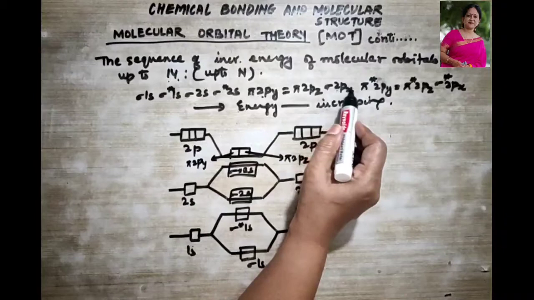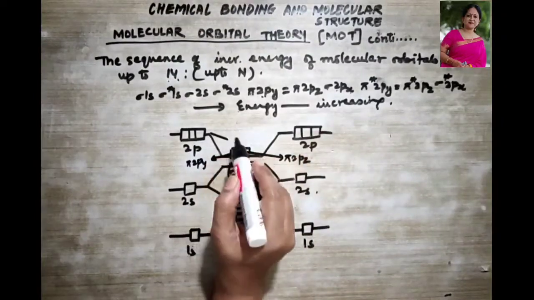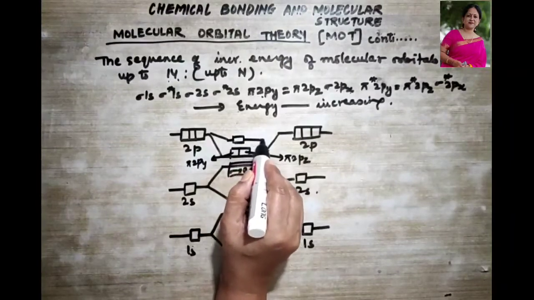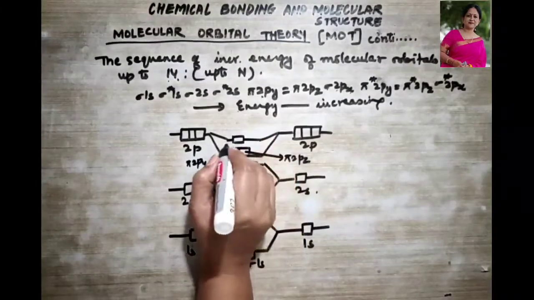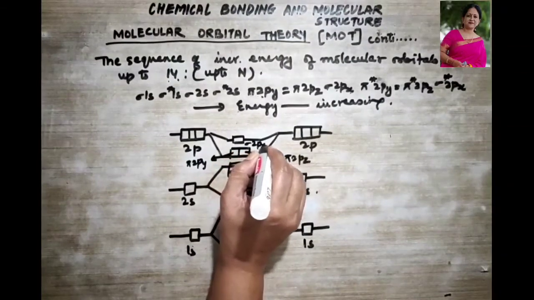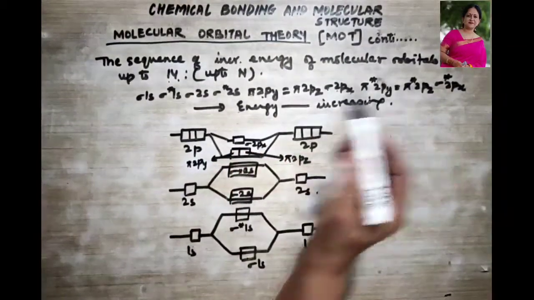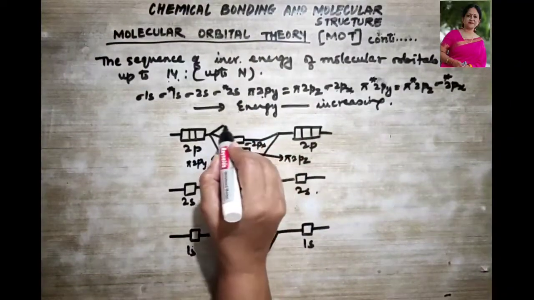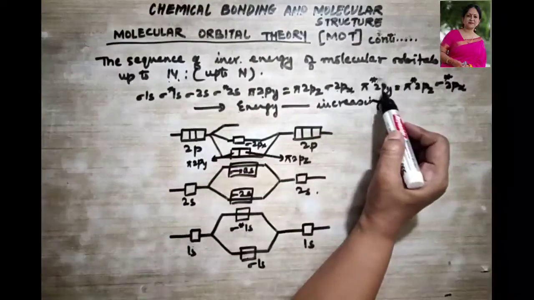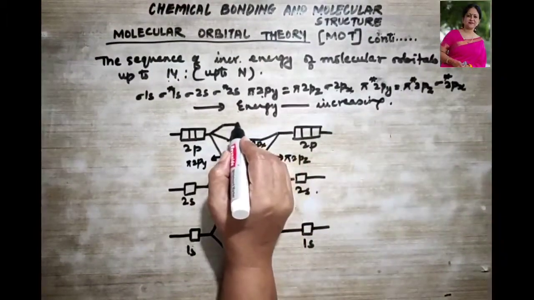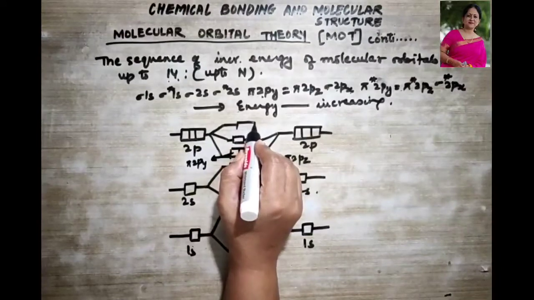Then you have sigma 2px. So this is only 1. This is your sigma 2px. Next we go to antibonding. First one is 2py equal to 2pz. So again I'll divide it into 2.